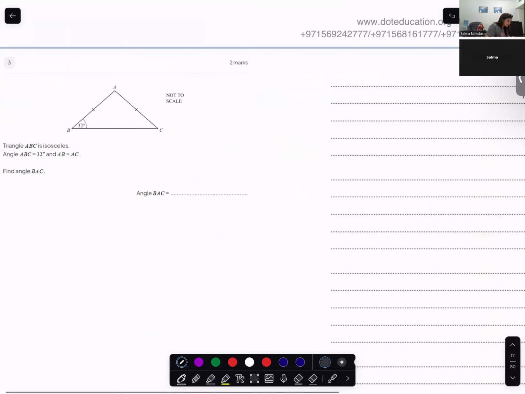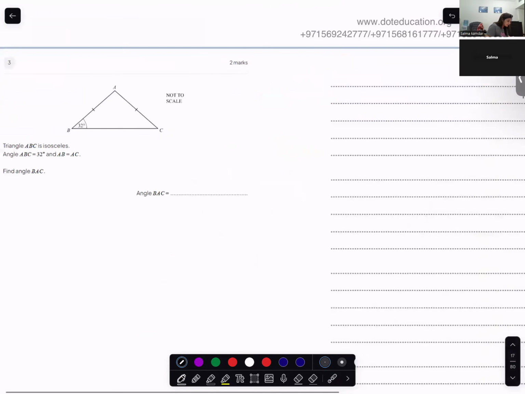It's an isosceles triangle. When I know it is an isosceles triangle, the thing that should come into my mind is sides same, base angles same. So this is 32, so this will also become 32. Now they have told me angle ABC is 32, AB is equal to AC. Find angle BAC. That means I have to find this angle, angle A.